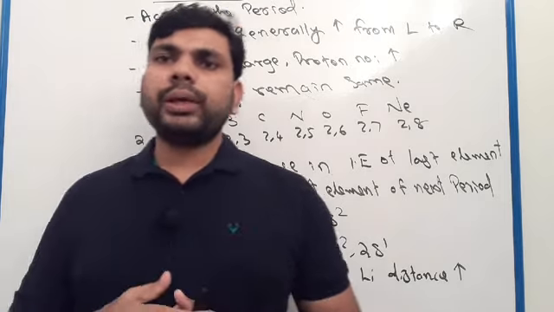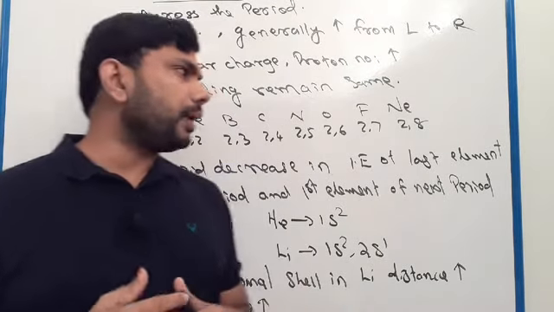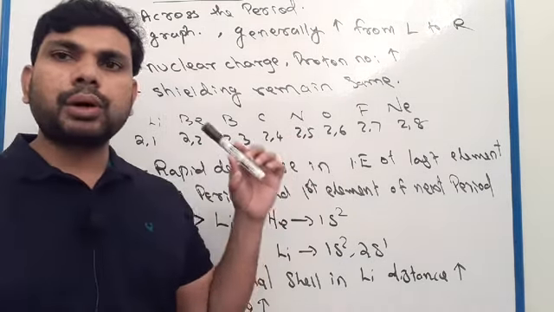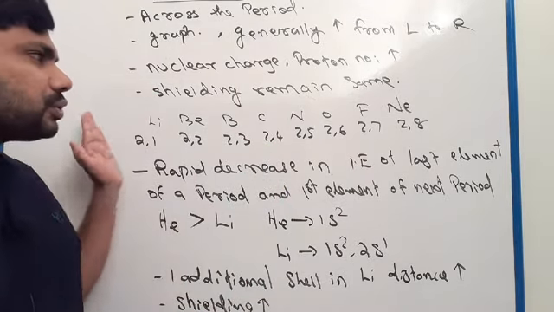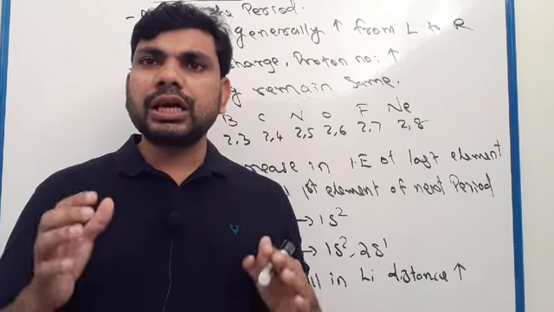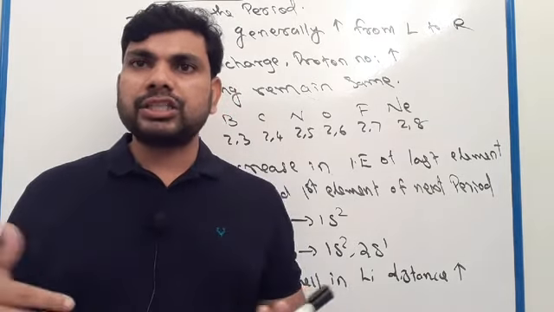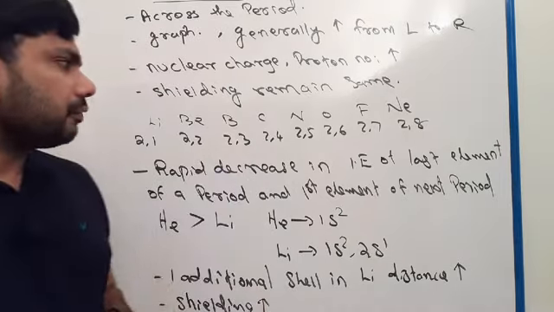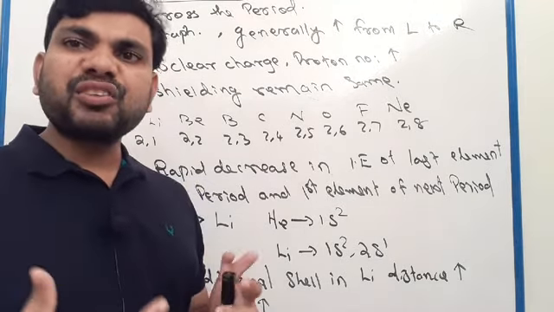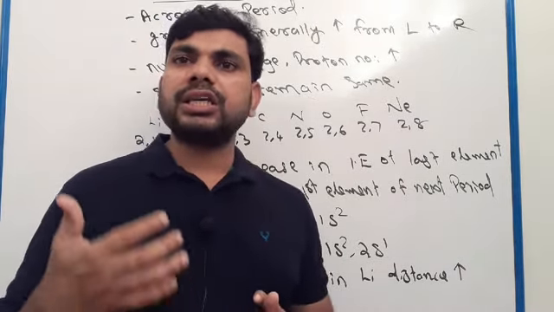Here in the periodic table, we know there are groups and periods. One example for a period: lithium, beryllium, boron, carbon, nitrogen, oxygen, fluorine, neon. This is one period. When you are moving from left to right in a period, ionization energy generally increases. First ionization energy of elements increases from left to right in a period because effective nuclear charge increases, number of protons increases. That's why ionization energy increases.